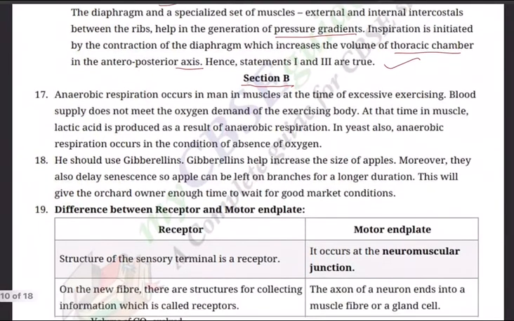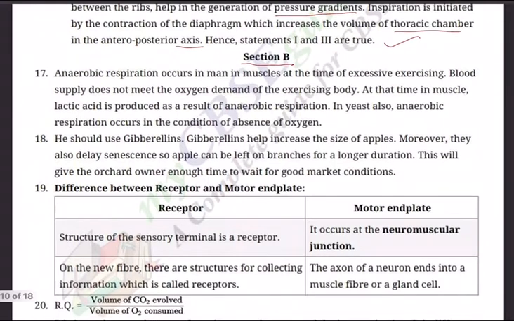So here we go. Question number 17. When does anaerobic respiration occur in man and yeast? Answer. Anaerobic respiration occurs in man in muscles at the time of excessive exercising. Blood supply does not meet the oxygen demand of the exercising body. At that time in muscle, lactic acid is produced as a result of anaerobic respiration. In yeast also, anaerobic respiration occurs in the absence of oxygen.